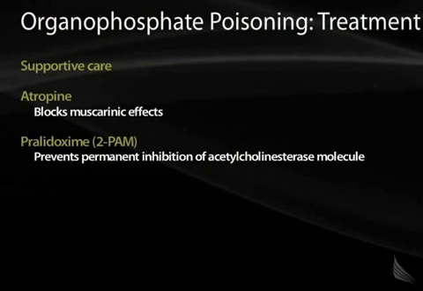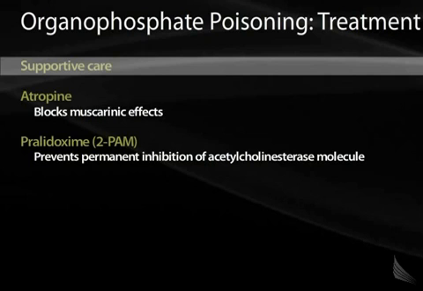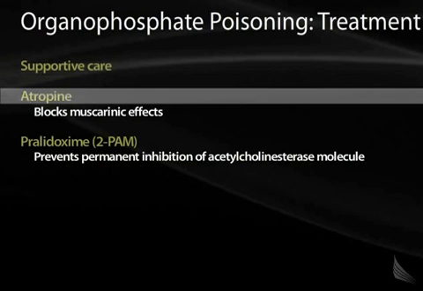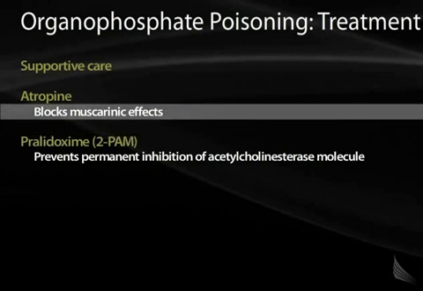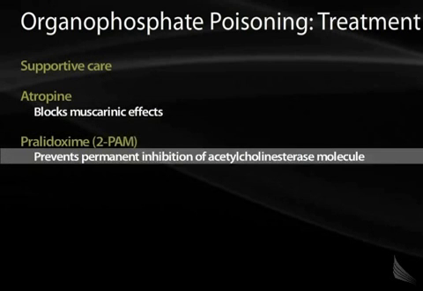Know that the treatment for organophosphate poisoning includes supportive care, including knowing your ABCs, airway, breathing, and circulation, and supporting those as well. If you need to intubate the patient, you go ahead and do that. And then the 2 medications we commonly give are atropine and pralidoxime, which block the muscarinic effects and prevent inhibition of the acetylcholinesterase molecule. Usually the 2-PAM has to be given early to be effective.